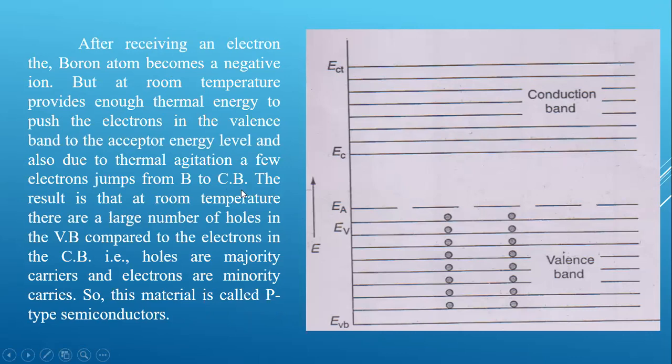So from boron to conduction band, it results that at room temperature, there are a large number of holes in the valence band compared to the electrons in the conduction band. That is, the holes are majority carriers. And if one is majority, the other is minority, so electrons are minority. So these materials are called P-type material.